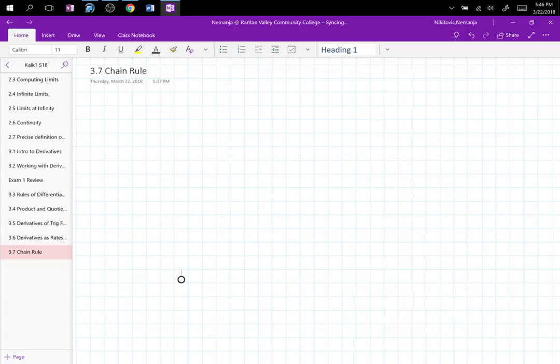How do you take the derivative of sine of x squared? How do you take the derivative of e to the x squared plus 3? How do you take the derivative of sine raised to the, whatever, third power or fifth power? So these are the things that we are going to address in this.